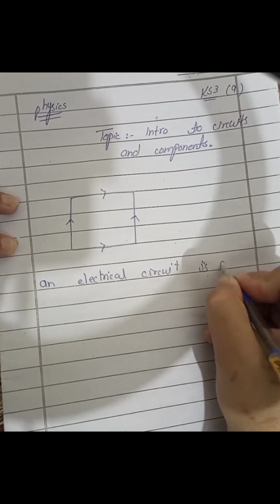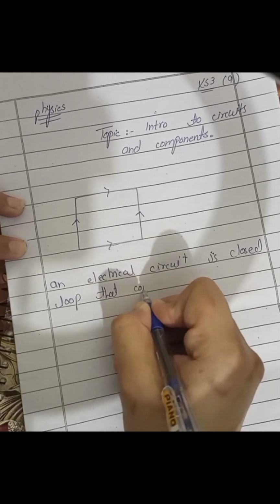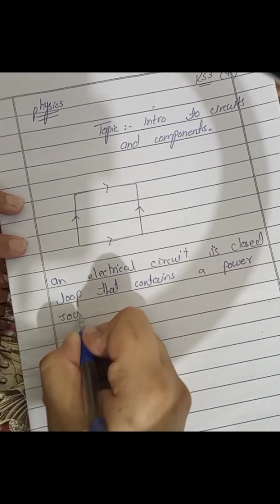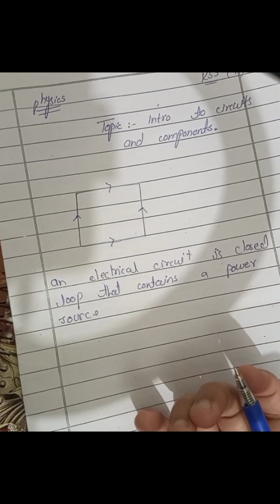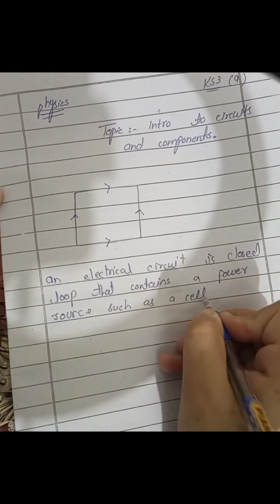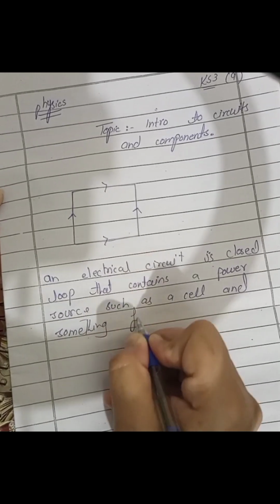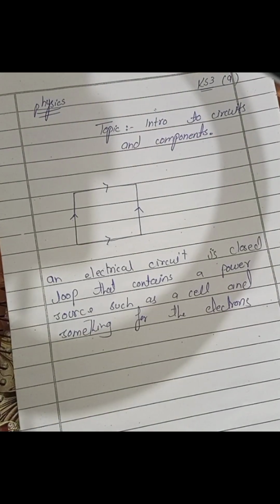An electrical circuit is a closed loop that contains a power source, such as a cell or something for electrons. We call that a power source, or a kind of cell, or any kind of source in which electrons will travel. Got it? This is the definition of an electrical circuit.